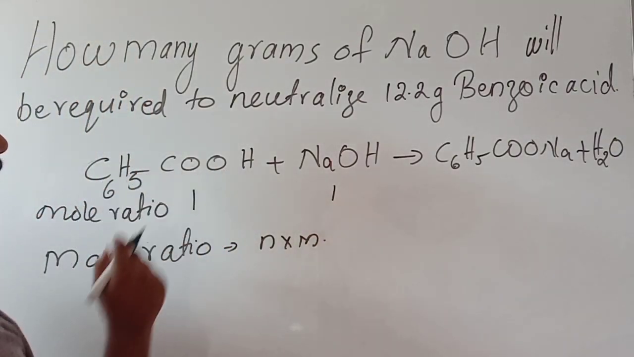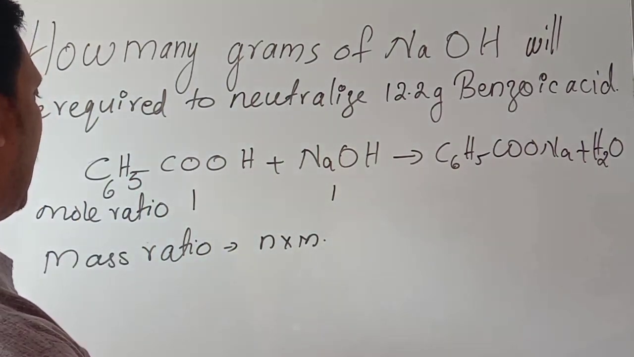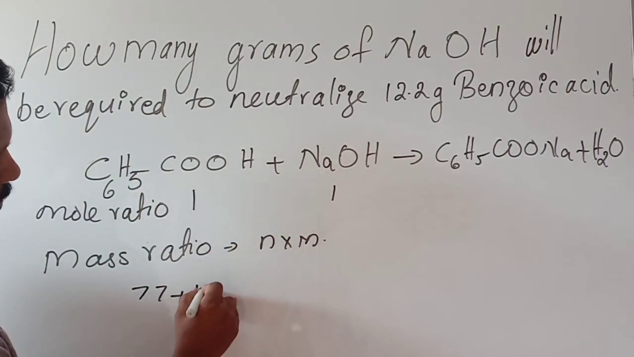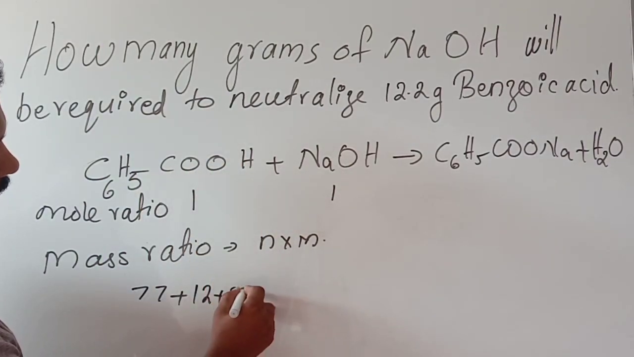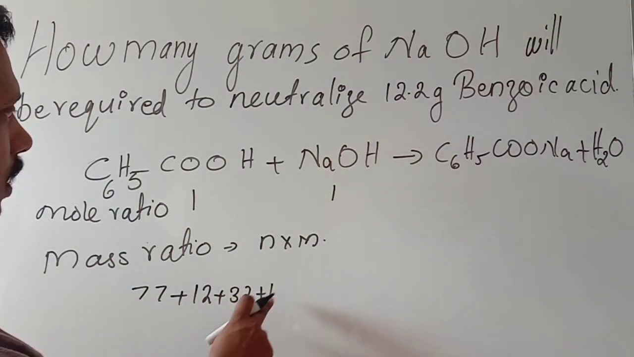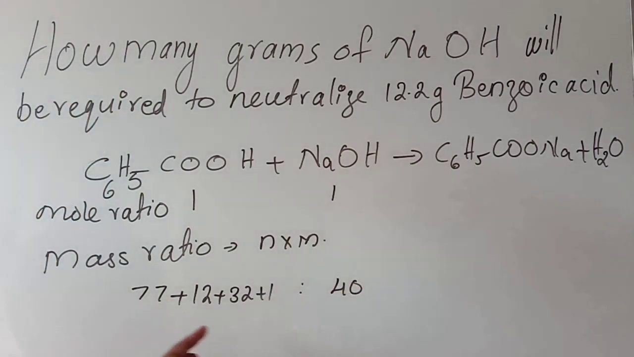So the molecular mass of C6H5COOH: you know C6H6, benzene, has a molecular mass of 78. So C6H5 is 77, plus carbon 12, plus 2 oxygen 32, plus 1 hydrogen 1. So 77 plus 12 plus 32 plus 1. NaOH, the mass is 40. So the mass ratio is, you have to add this.